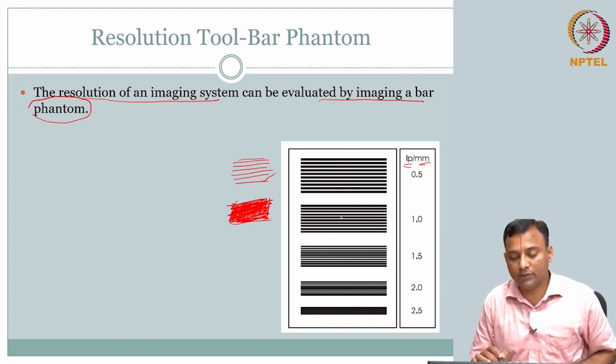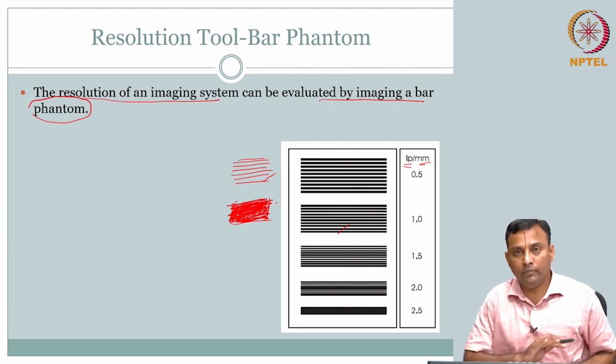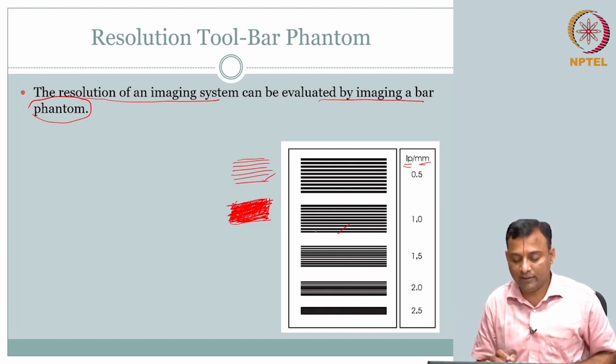Whereas here the input is bars that are parallel with certain lines per line pair per millimeter, but the output is one flat image with red color. It doesn't really see the parallel lines. That means it's not able to resolve.